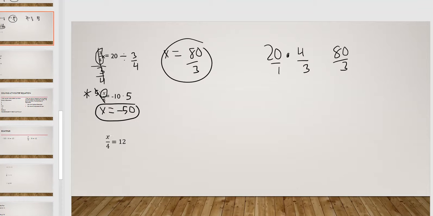That is our solution. Okay, so again, this is x divided by 4. The inverse operation of division is multiplication. We're going to times both sides by 4 to get rid of the divided by 4. So x equals 12 times 4, which is 48.